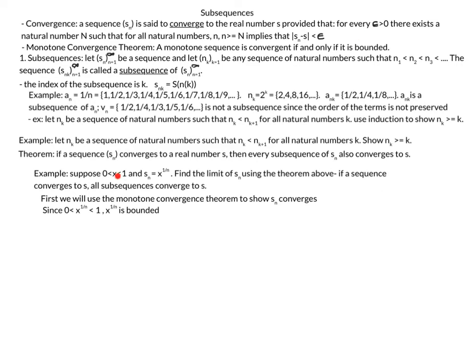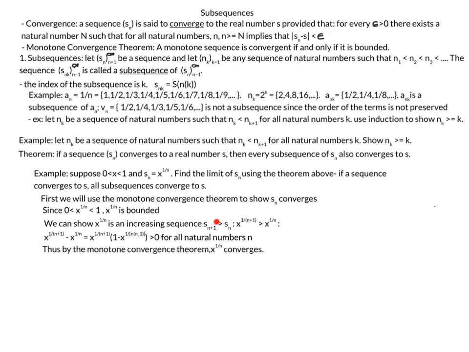Since x is between 0 and 1, that means x raised to the 1 over n is also between 0 and 1. Therefore, x raised to the 1 over n is bounded. Next, we need to show that Sn is increasing. To show it is increasing, we need to show that Sn plus 1 is greater than Sn. Plugging in, Sn plus 1 is equal to x raised to the 1 over n plus 1, and Sn is x to the 1 over n. So this is what we need to show here, that x raised to the 1 over n plus 1 is greater than x to the 1 over n, which I have done on this next line.